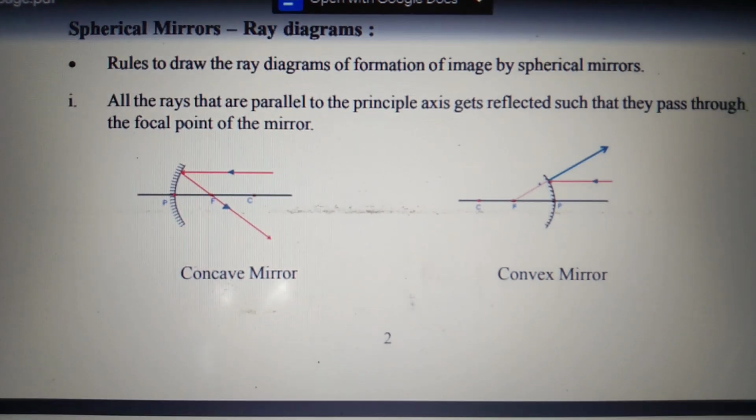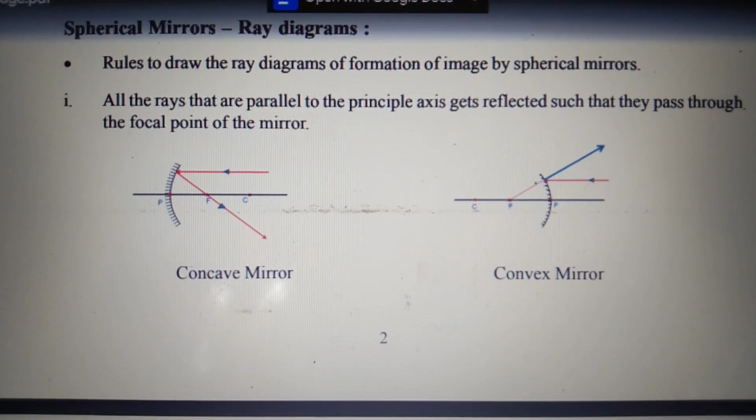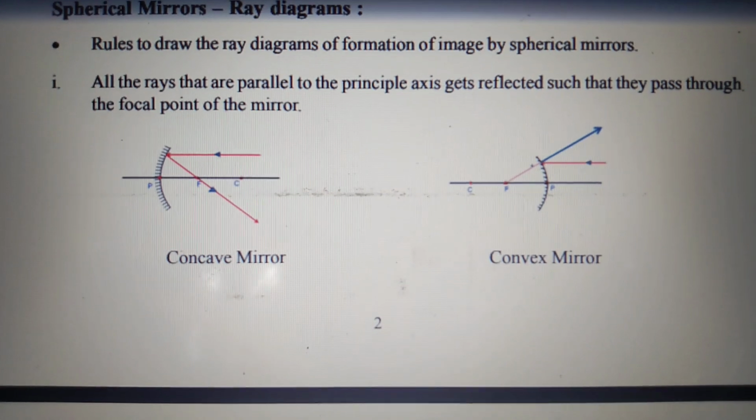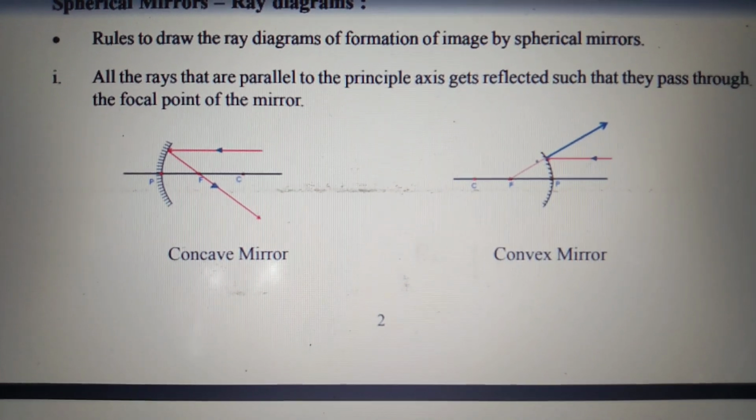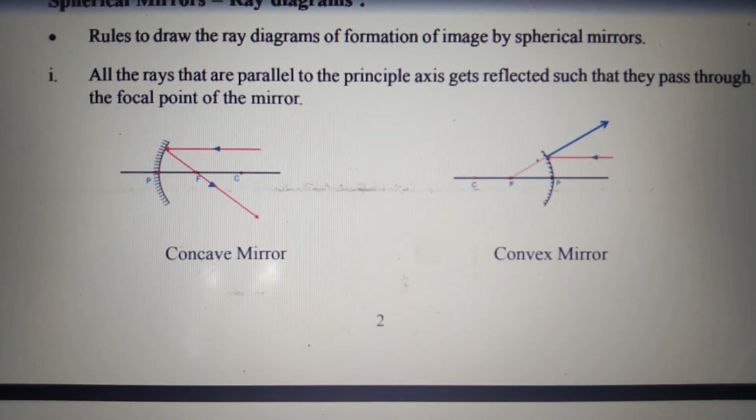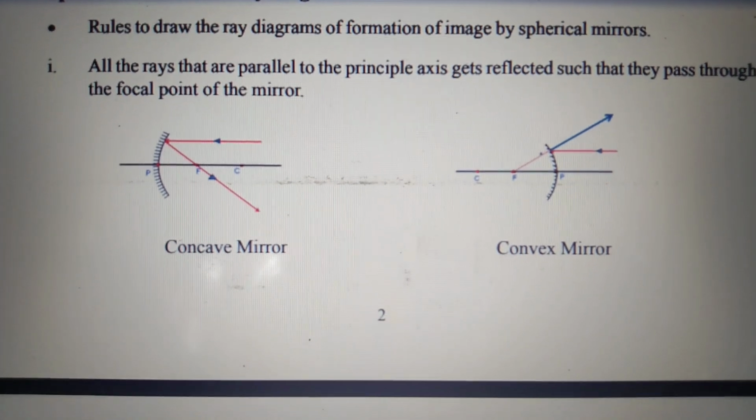Spherical mirrors ray diagrams. Rules to draw ray diagrams of formation of images by spherical mirrors. Coming to first point, both concave mirror and convex mirror, a ray of light which is parallel to the principal axis.